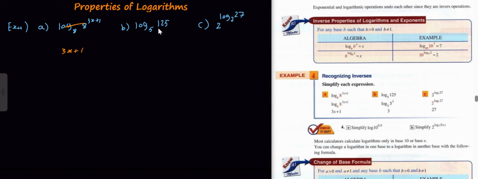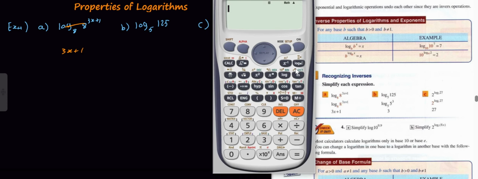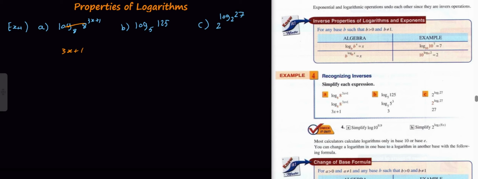That's it. To solve this one, we can use the fourth property, or we can immediately solve it by a calculator. It will be log 125 divided by log 5, which equals 3. We don't need to use any property, so immediately by the change of base property, which is log 125 over log 5 equals 3. That's it.